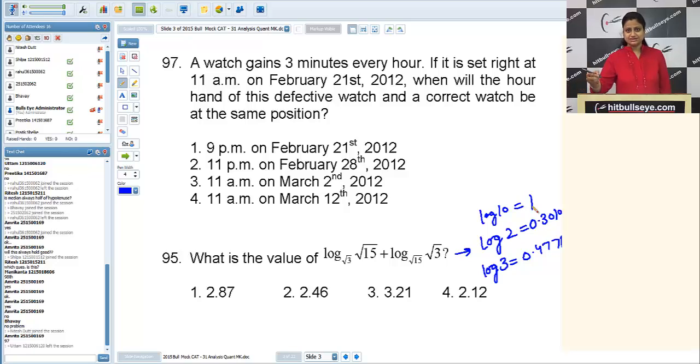So by using these three things only, you can write log 4, log 5, log 6. Log 7 is not possible here. Log 8 you can calculate, log 9, log 10. So by using these values you can solve it. So 95th was an easy question, but I don't know why this is reported as a difficult one.